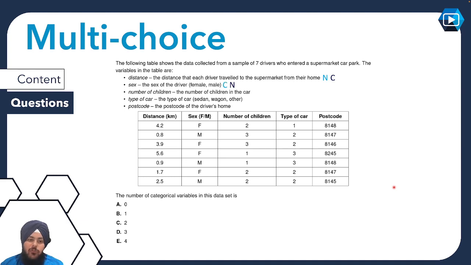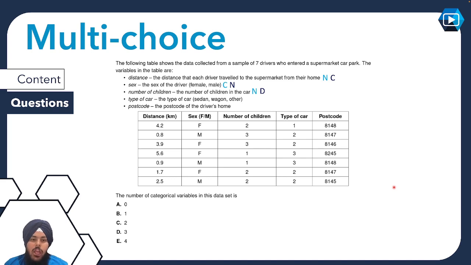Next, if we look at the number of children, in this case we're counting a value or a quantity. So it will be numerical, but in this case it will be discrete since we are counting something. And remember, when we're counting something, it's always a discrete numerical variable.